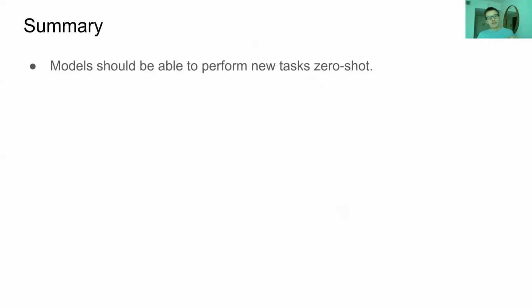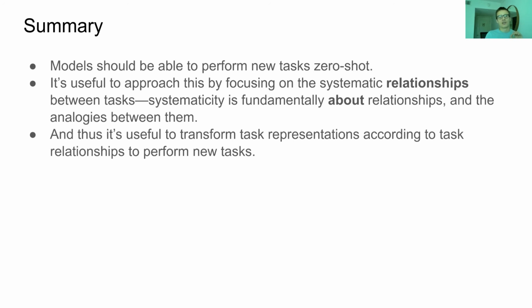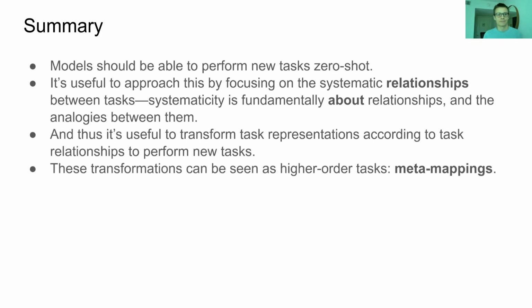So in summary, models should be able to perform new tasks on their first try, which we call zero-shot in machine learning. And I'd like to suggest that it's useful to approach this by focusing on the systematic relationships between tasks, and suggest that systematicity is fundamentally about these relationships and the analogies between them. And therefore, it's useful to transform task representations according to these relationships in order to perform a new task.